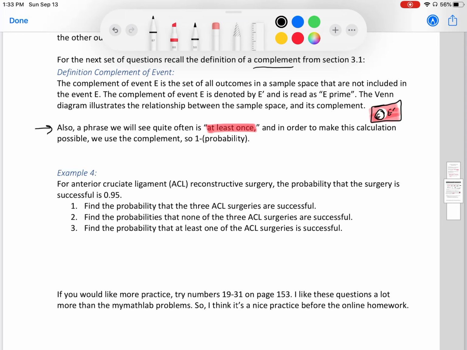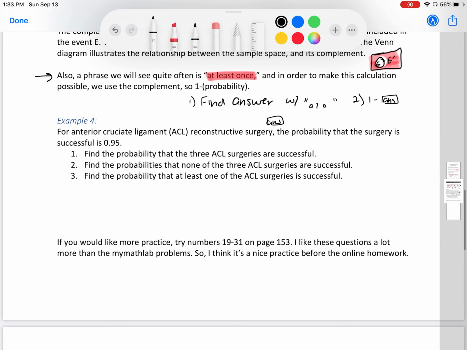So first, find the answer without "at least once." And then second, subtract your answer from 1. So 1 minus your answer. That will give you the probability of at least once from whatever you're calculating. We'll see this in an example, so you'll make more sense of my chicken scratch above.